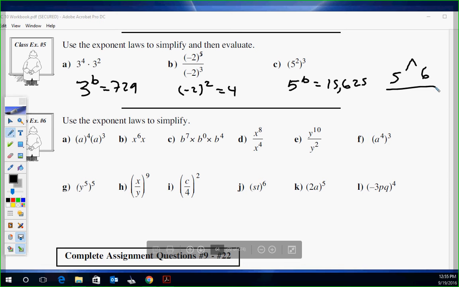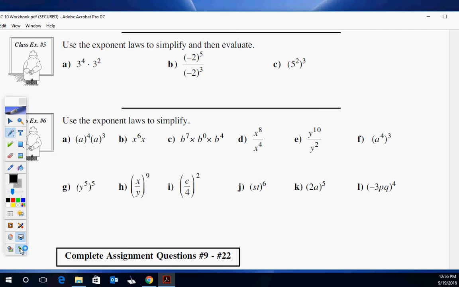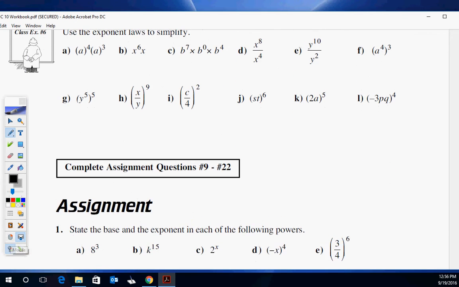Okay, so last section here. Why don't you guys try all these, and I'll go through and give you the answers on them, okay? So go ahead and try all these. And then we'll be done.